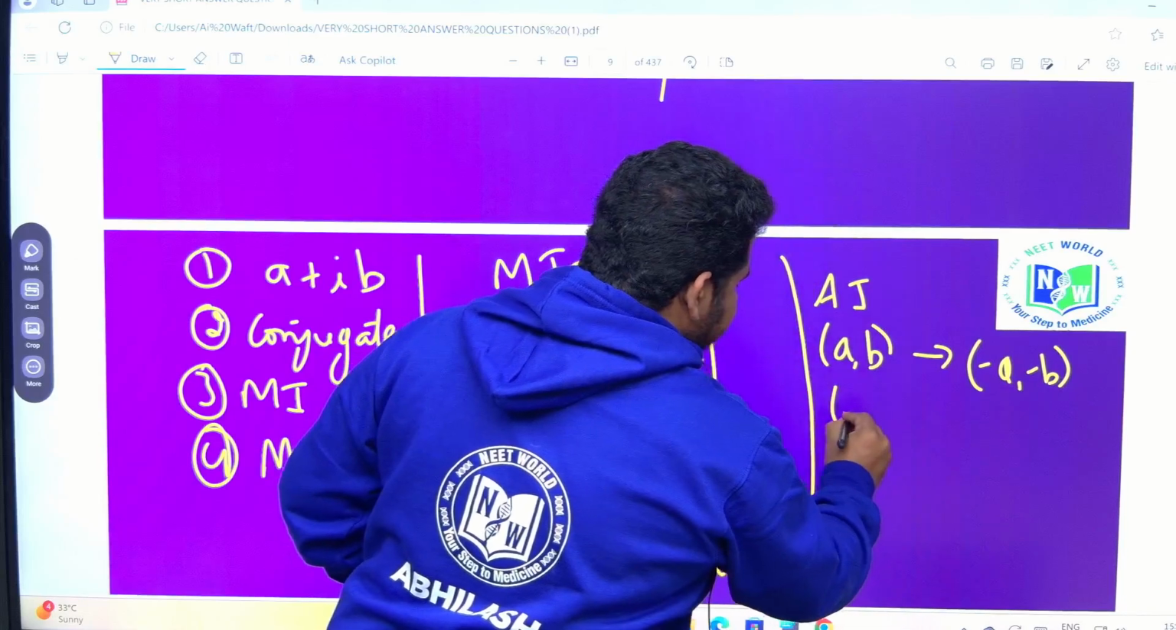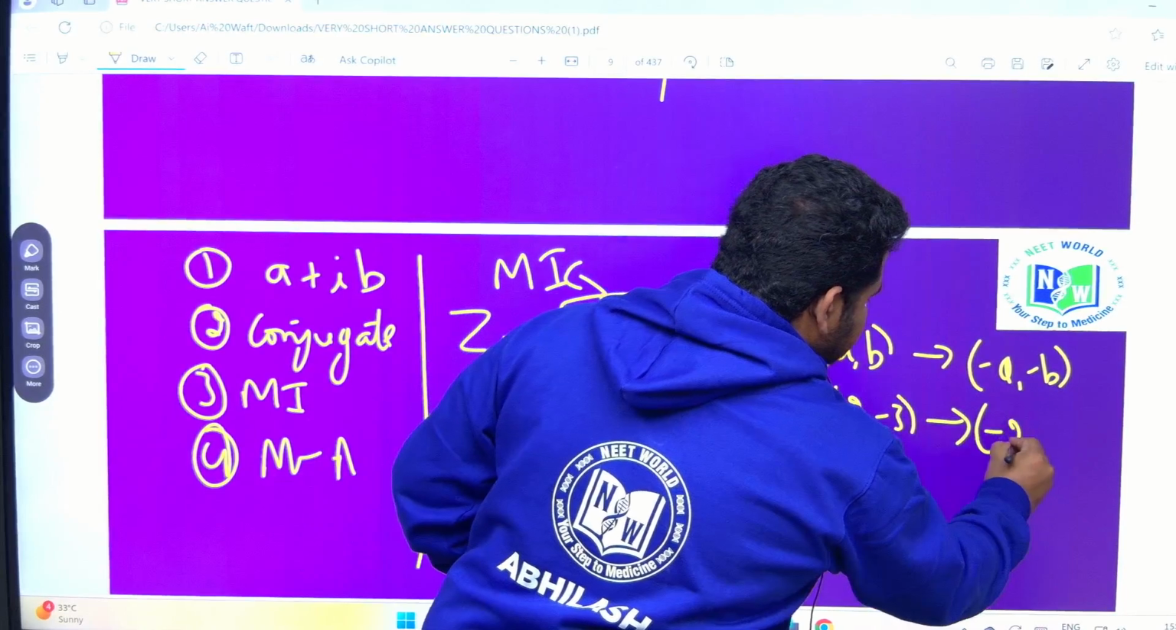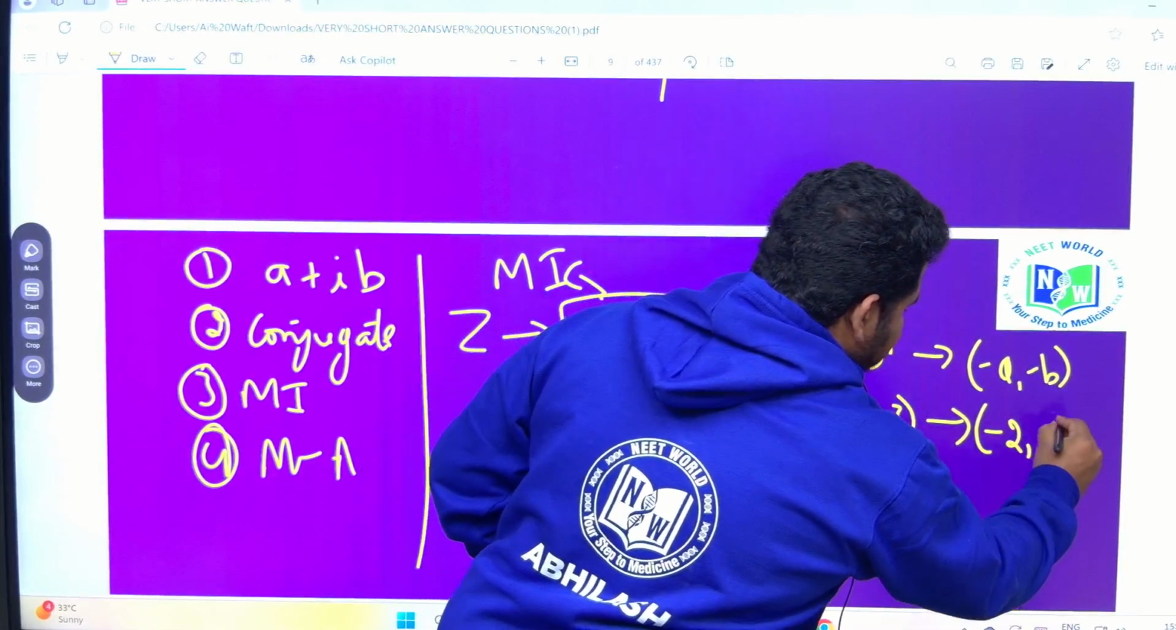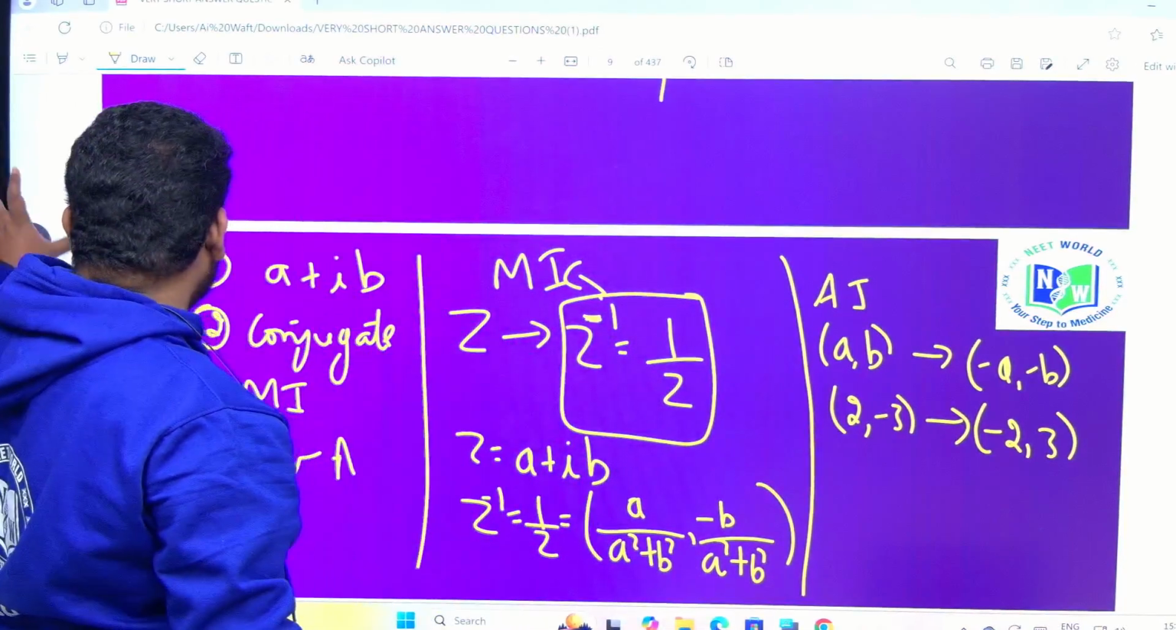Suppose the given number is 2 comma minus 3. The additive inverse will be minus 2, and here minus 3 will become plus 3. That's all. You just have to change the sign. Next, we will learn about the conjugate.